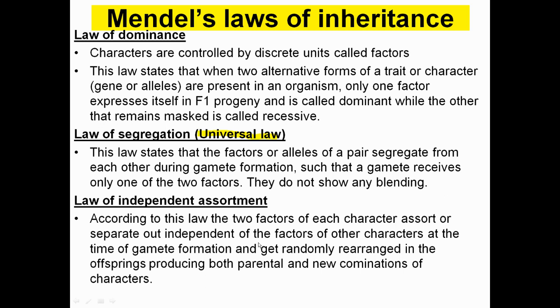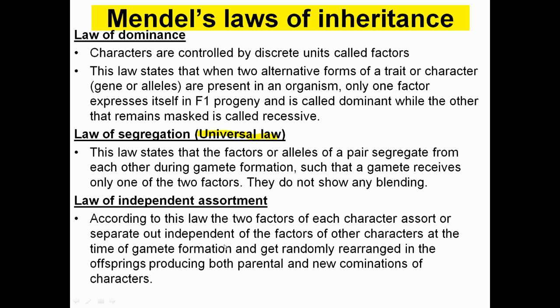This is applicable from dihybrid to polyhybrid, any type of cross, but not applicable for the monohybrid cross. According to this law, the two factors of each character assort or separate out independent of the factors of the other characters during gamete formation and randomly get rearranged. When we take two contrasting characters in a single plant, the factor will move into a gamete independent of the other one. The dominant character can move along with the recessive one, and recessive will move along with the dominant one.